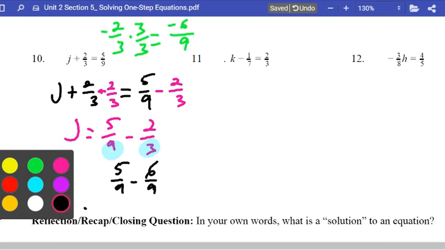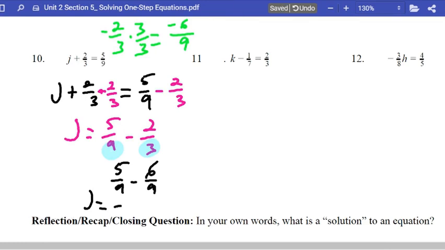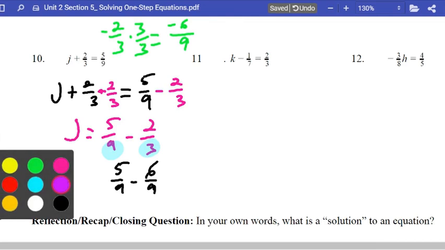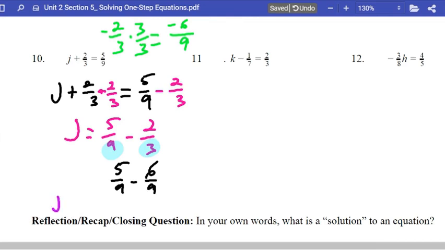So j equals negative, I should have done a different color. J equals negative 1 over 9.